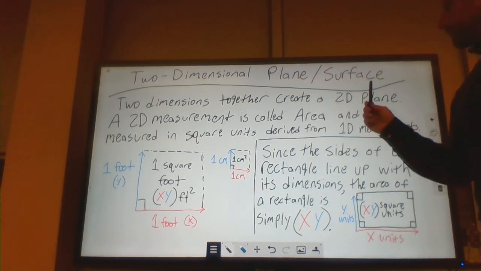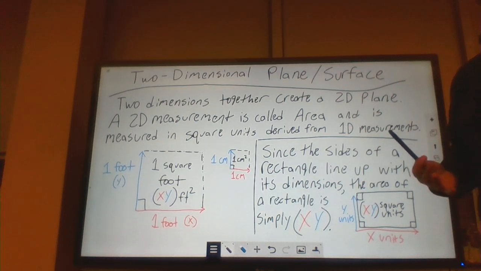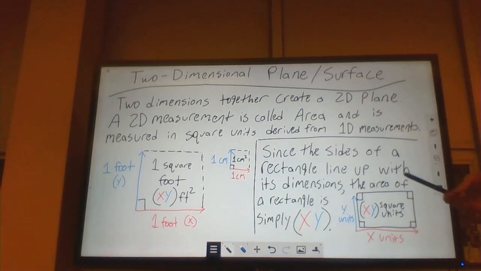So, we call that a 2D plane. Or, in the case of a three-dimensional object, we call it a two-dimensional surface. A three-dimensional object could have several surfaces that are two-dimensional.